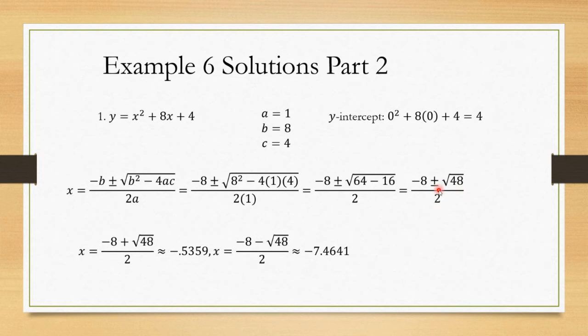And so from here, we have two solutions: -8 plus the square root of 48 over 2, and the other one is this, -8 minus the square root of 48 over 2. Now this is good, as you can see. We get our two solutions. Again, these are only approximations. These are actually not rational numbers.